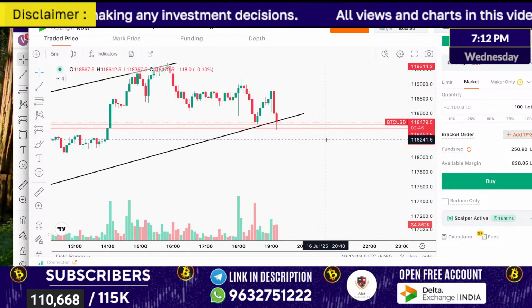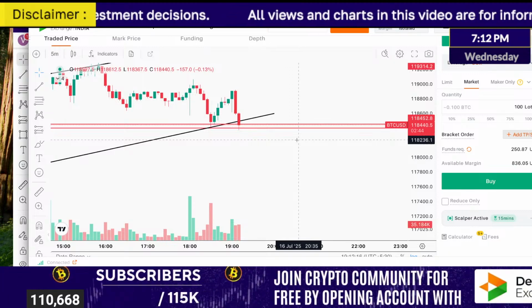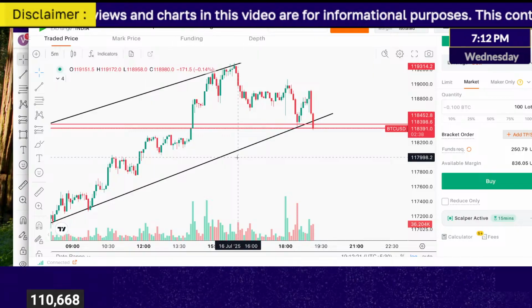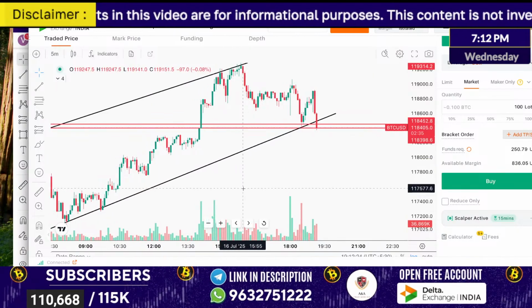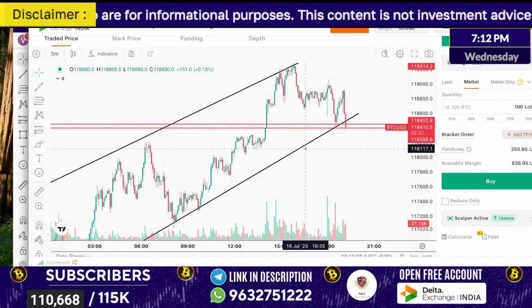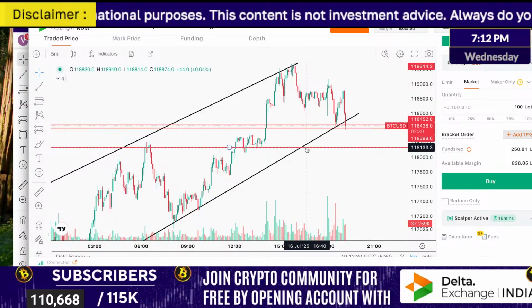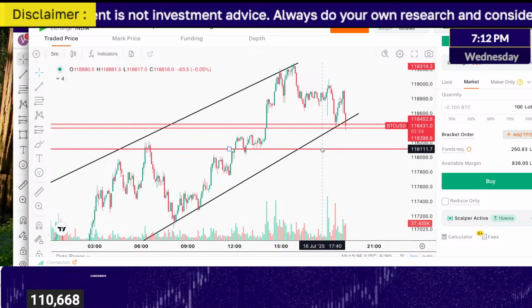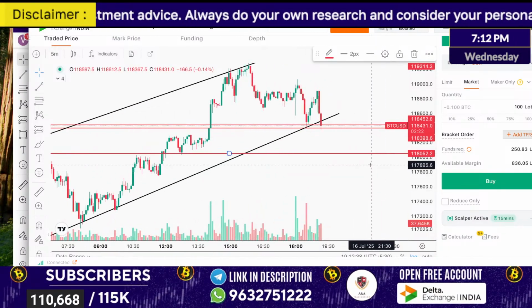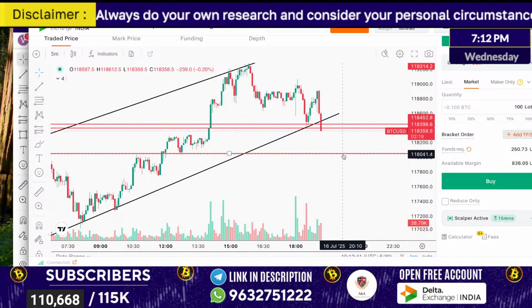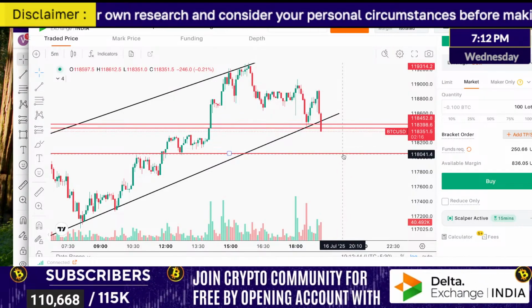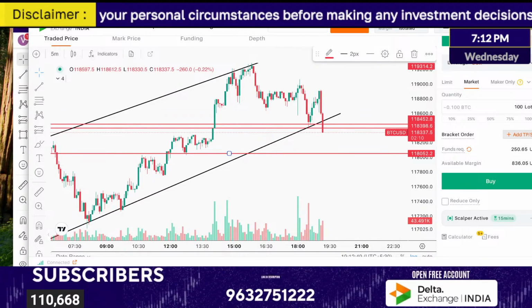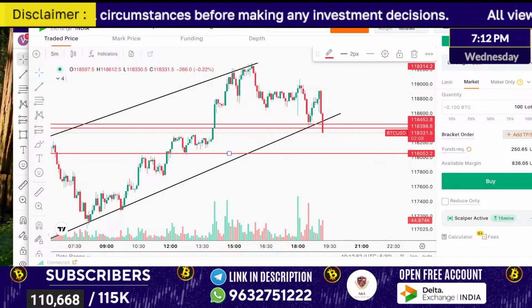Channel support, the market has not yet broken. These zones can be targets towards the downside if the market shows continuation. Still 2 more minutes for this candle to close. Now in recent times, I'm looking at the market in a 5 minute time frame itself.